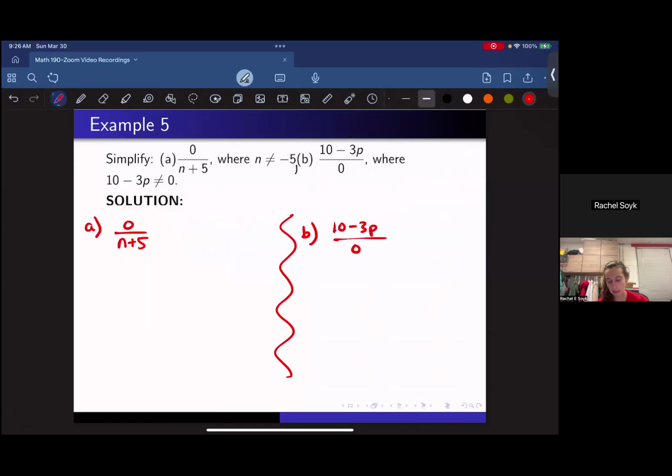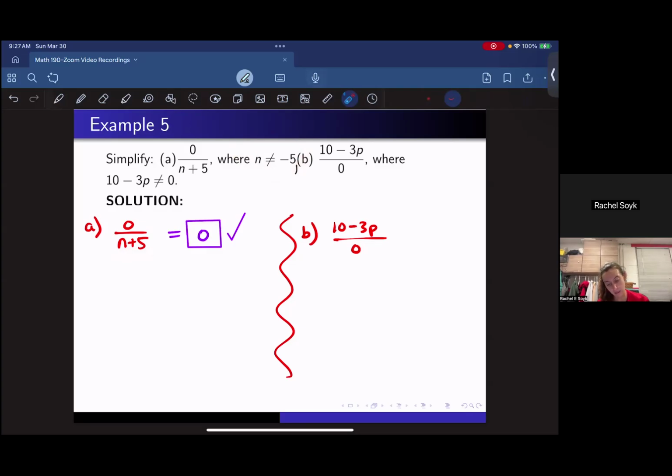All right, let's look at example 5. We have a part A and a part B. Part A is asking us to simplify 0 divided by n plus 5. Now, utilizing your zero property, anytime you have 0 in the numerator, it is always going to be a 0 result as long as that denominator is not equal to 0. And what would make that denominator equal to 0? When n is equal to negative 5, which is why they put that condition in there.